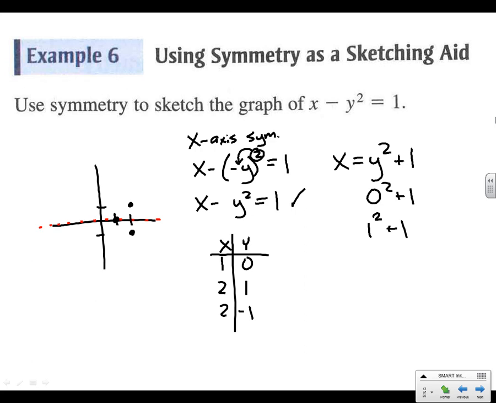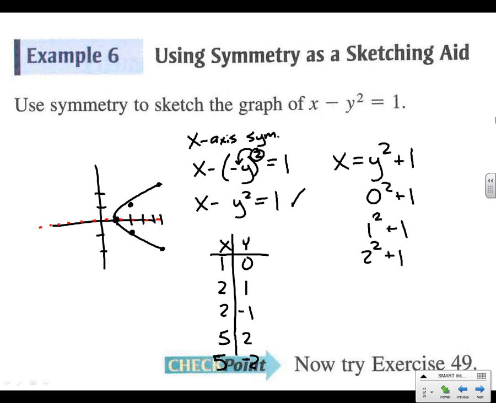All right, and so we could do one more. Let's plug in, how about 2 for our y? 2 squared is 4. 4 plus 1 is 5. So 5 comma 2. And because we know about symmetry, there's also going to be one on the negative y side. So 5 comma negative 2. All right, so that's how symmetry can help us to sketch. Try 49, see if it'll help you.